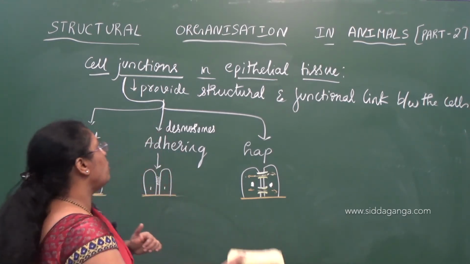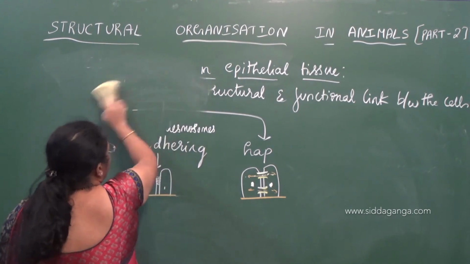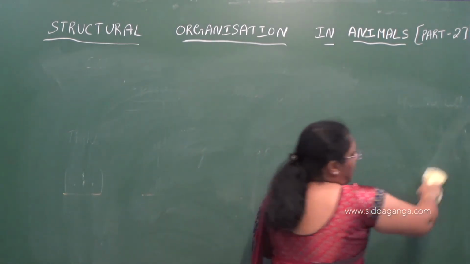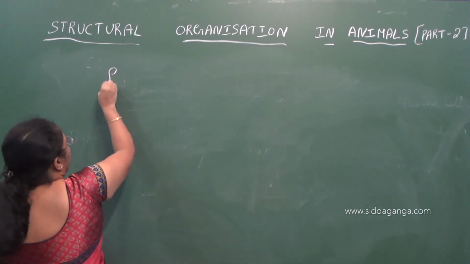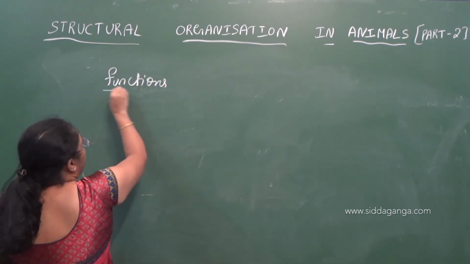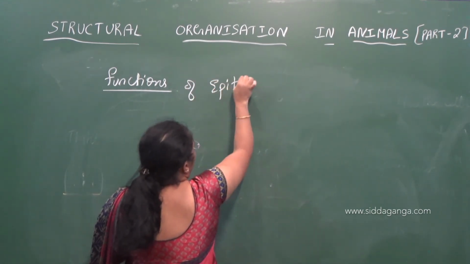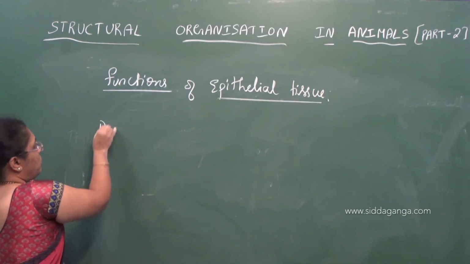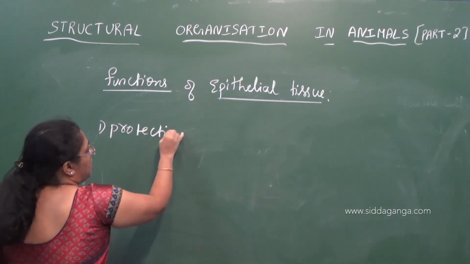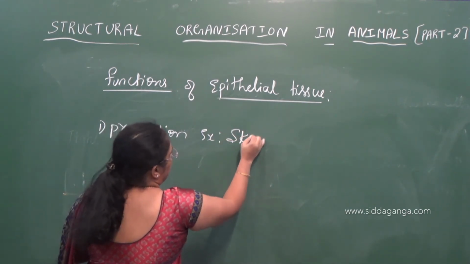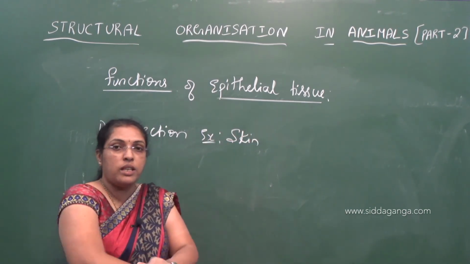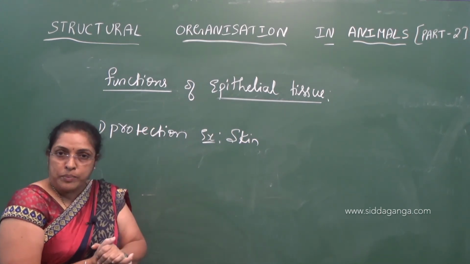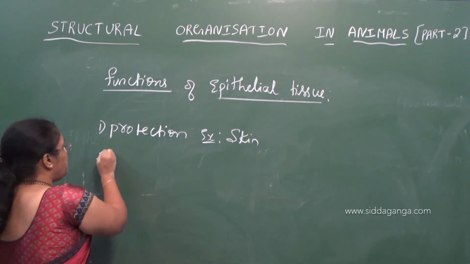Now, the overall functions of epithelial tissue. Mainly, epithelial tissue provides protection. Example, skin, as this epithelium covers the surface of the body and protects underlying tissues. In that way epithelium helps in protection. Example, skin. And it helps in secretion.